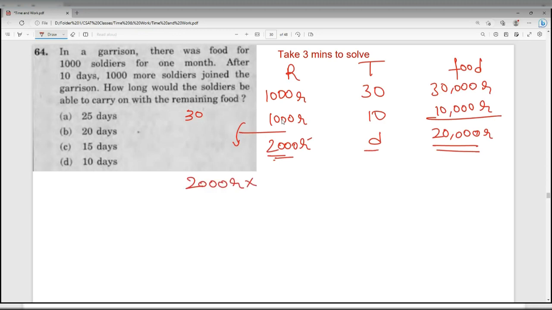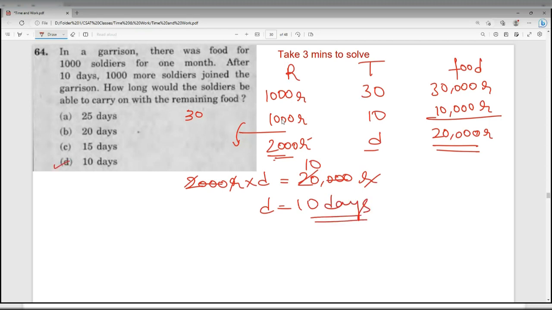So R into D is equal to 20,000 into R cancels. And then we have 3 zeros and 3 zeros. 2 ones are 2, 2 tens are 20. So D is equal to 10 days. So our correct option is option D.